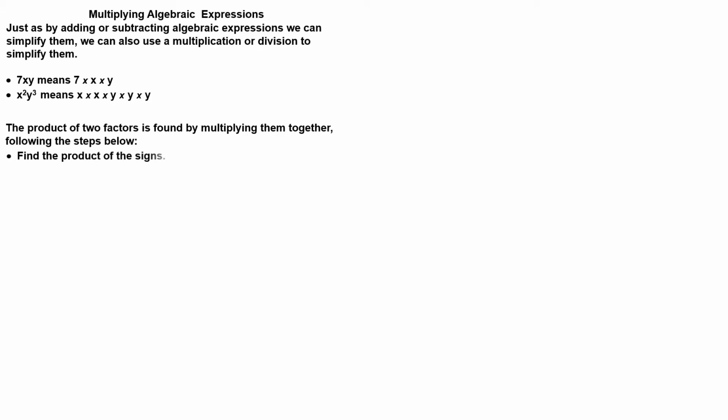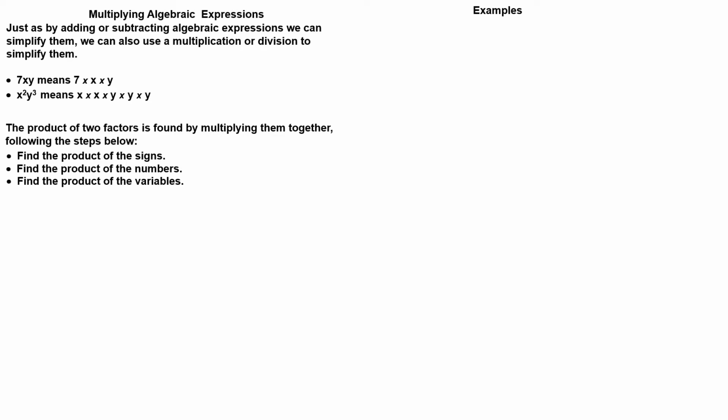The product of two factors is found by multiplying them together, following the steps below. Find the product of the signs. Find the product of the numbers. Find the product of the variables. You can multiply numbers first and variables second because the order of any multiplication can be reversed without changing the answer. Let's see how it works.